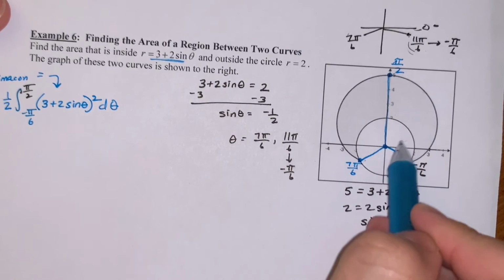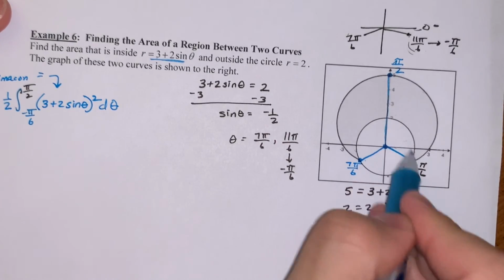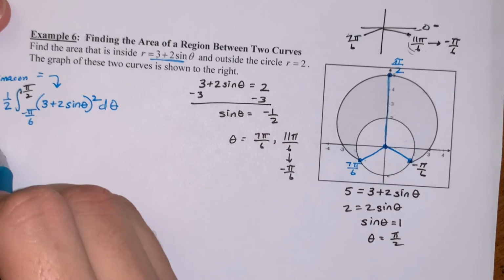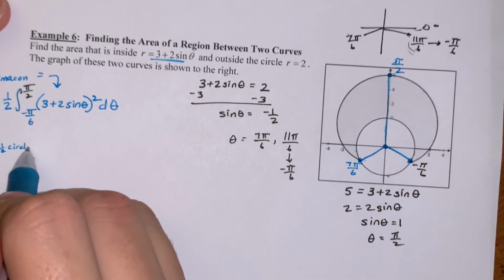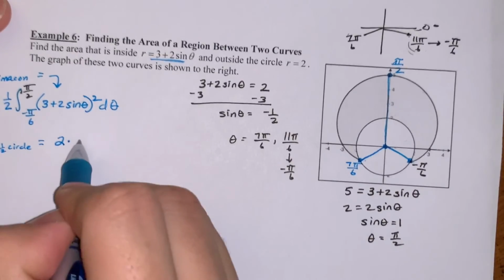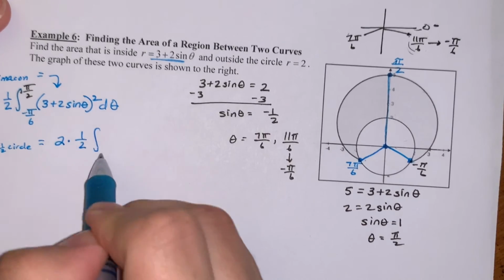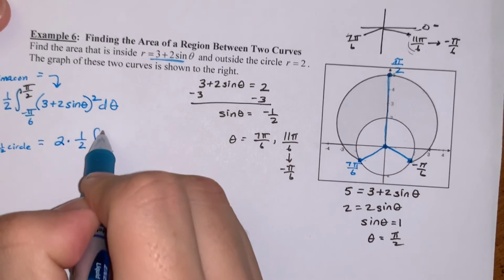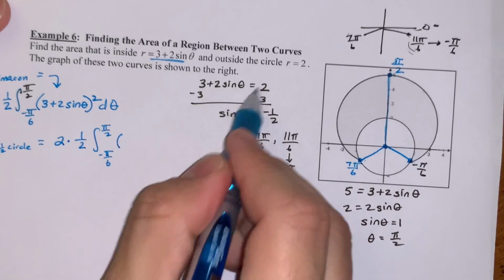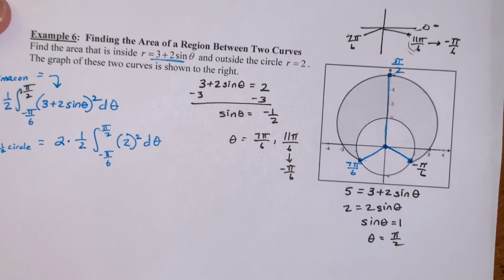So now I've got to subtract the area of just the circle region. That one's not too bad. It's pretty much going to be the same bounds, isn't it? So the area of the half circle, I guess you can call it, is going to be equal to double the value of 1/2 of the integral from negative pi over 6 to pi over 2 of just the circle. So the circle squared, the radius 2 squared d theta.